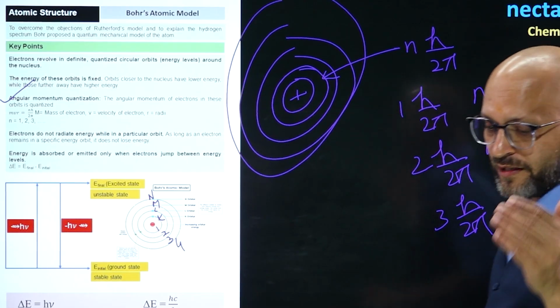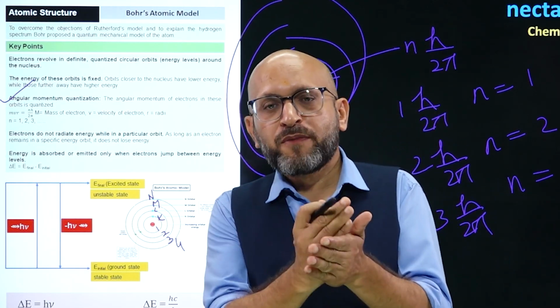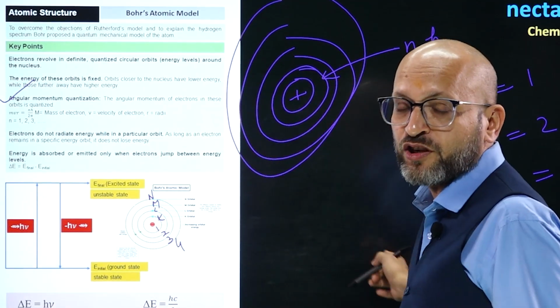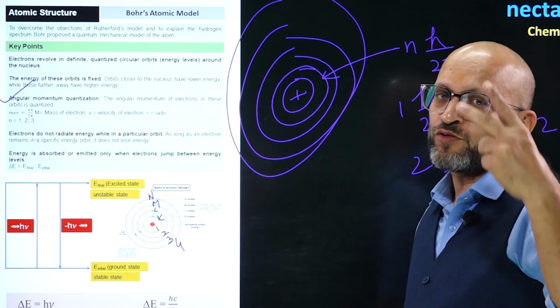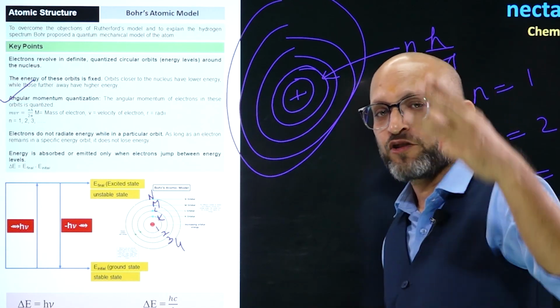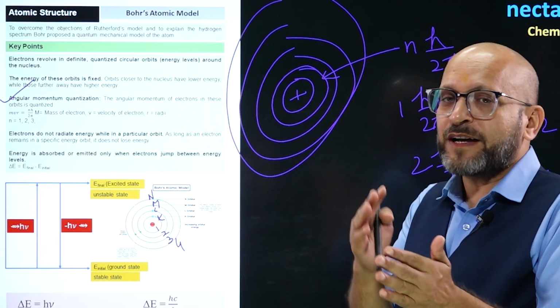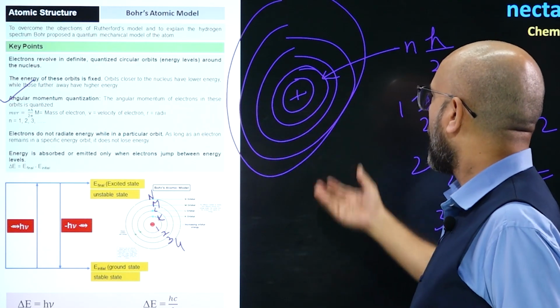So what exactly he talked about was that the angular momentum of a particular electron is quantized. This is known as quantization of angular momentum. That means 1h by 2 pi in the first orbit, 2h by 2 pi in the second orbit, 3h by 2 pi in the third orbit, 4h by 2 pi in the fourth orbit. So it is h by 2 pi in integral multiples.